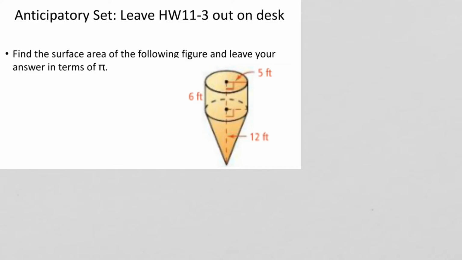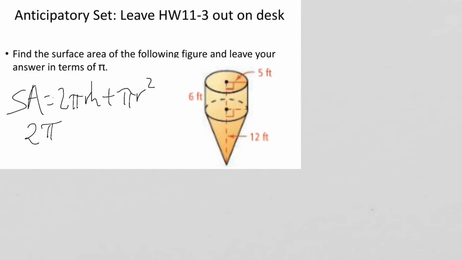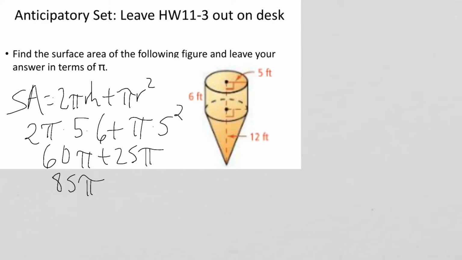So let's get the surface area of the cylinder first. I'm doing 2 pi r h plus just one circle on the top, pi r squared. We don't have two of them because it's connected there from the cylinder to the cone. So now when I plug everything in, the radius and the height, I get it to be 85 pi feet squared for the cylinder piece.